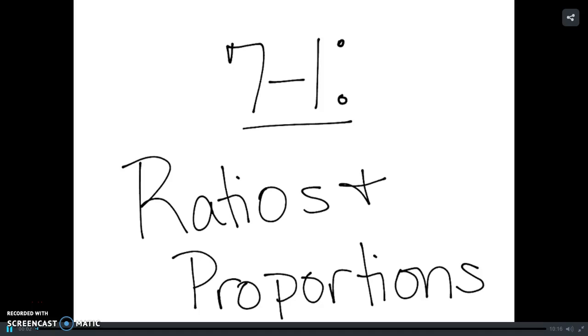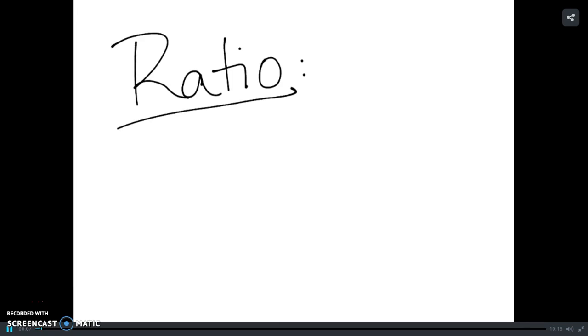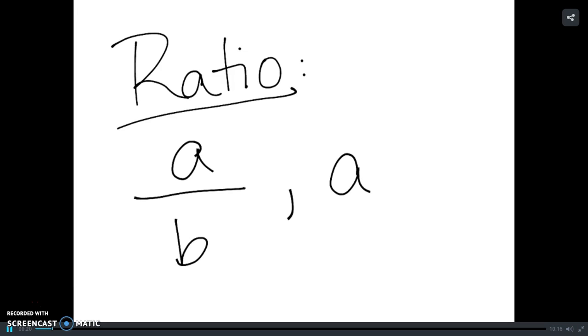Today we're going to be talking about ratios and proportions. So first of all, let's talk about what is a ratio. A ratio is a comparison of two numbers, and it can be written in a couple of different formats. It could be written as one number over the other. It could be written as one number to the other with a colon in between.